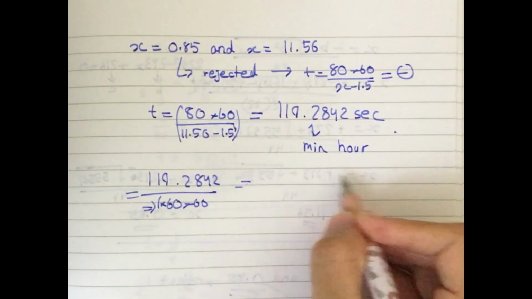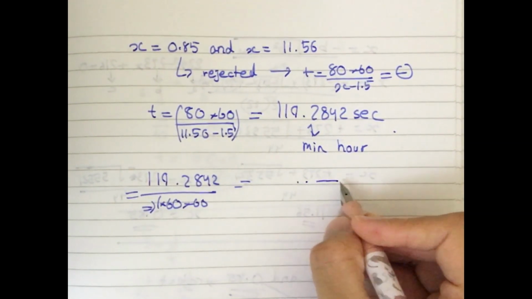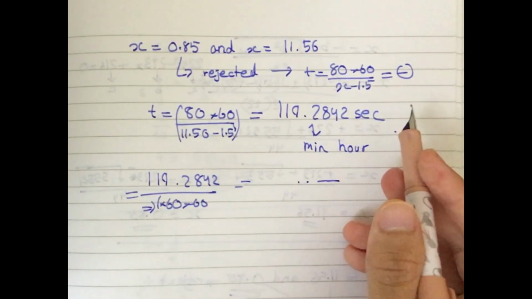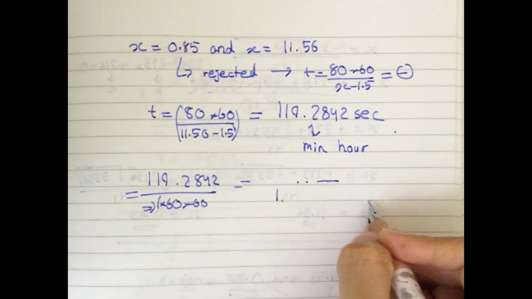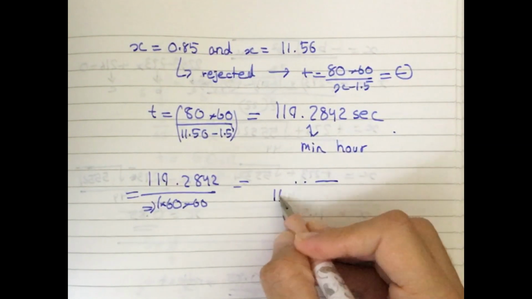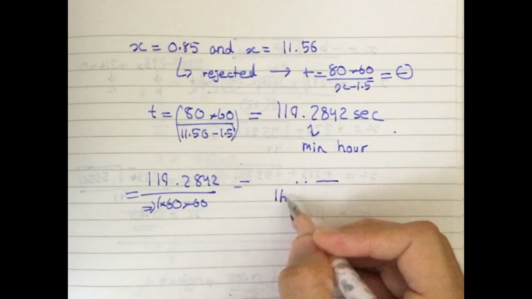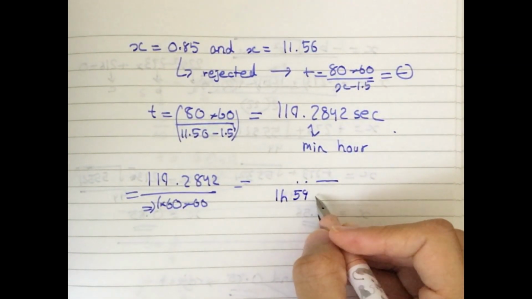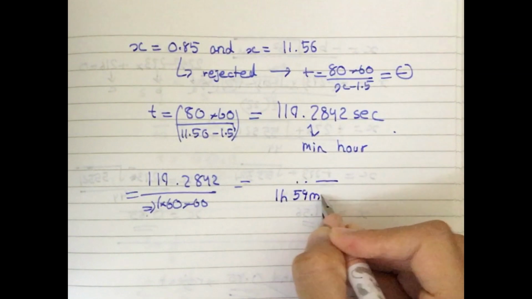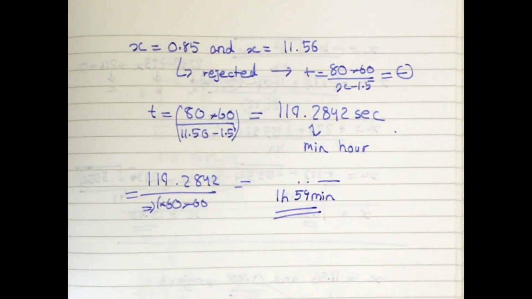So if you just calculate this, I'm getting 1 point something something something, right? After the decimal value, it's basically my minutes value, right? So I have 1 hour, because before the decimal point is my hour, and then after the decimal point it is basically 59 minutes, if you round it off, right? So this is your final value, right?